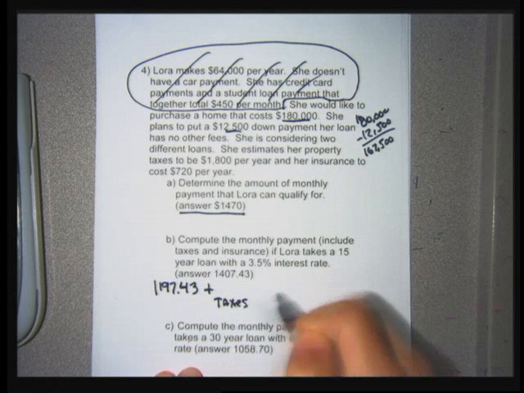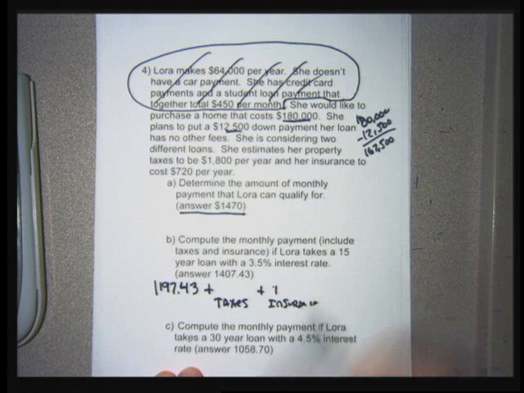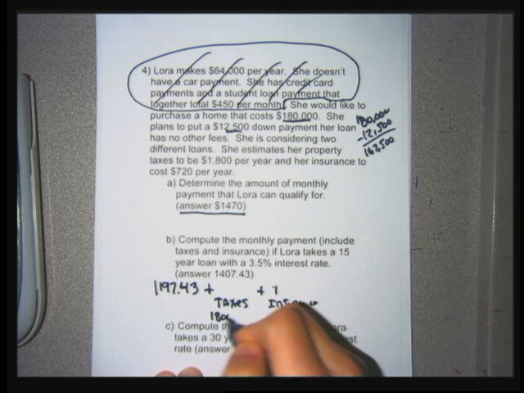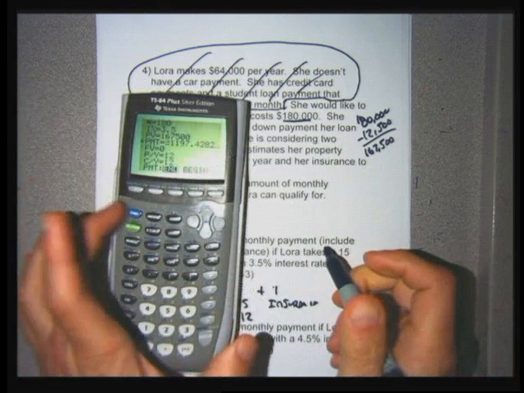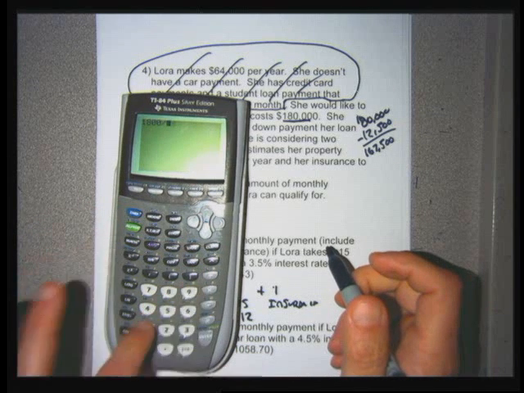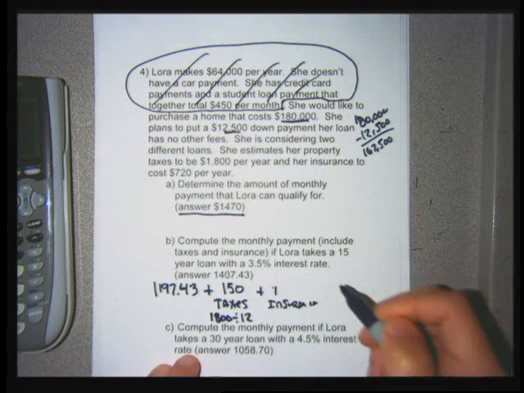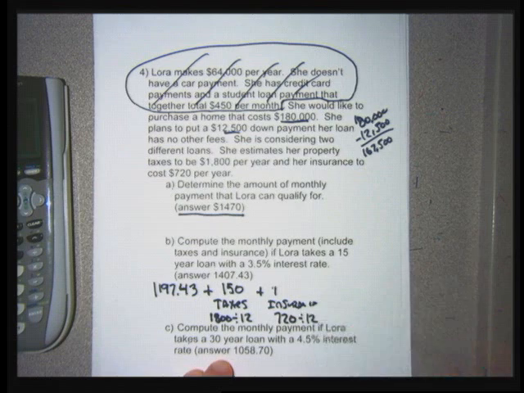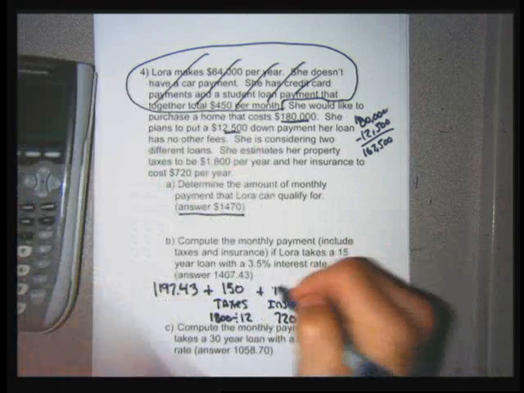I need to add the taxes, and I need to add the insurance. Her taxes are $1,800 per year. I need to take $1,800, which is the yearly tax amount, and divide it by 12 to get the monthly tax amount. I don't do that from the TVM solver. I second and quit out, clear the screen, and go 1,800 divided by 12. That's going to give me $150 per month that needs to be put away for taxes. And similarly, for her insurance, I'm going to take $720, which is the annual insurance, and divide it by 12 to get the monthly insurance, which is $60.